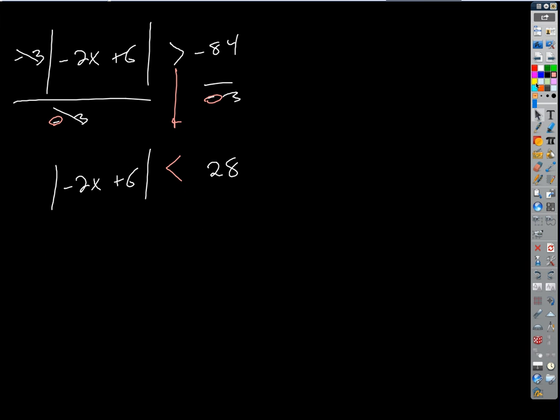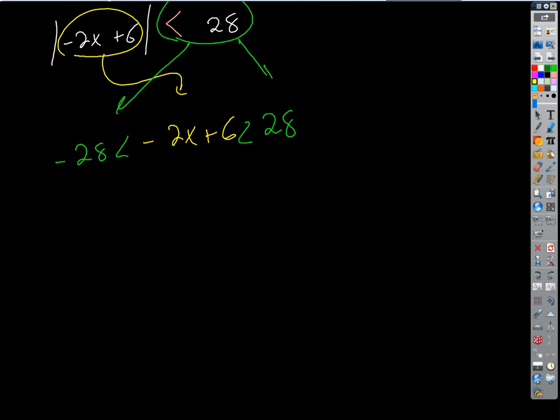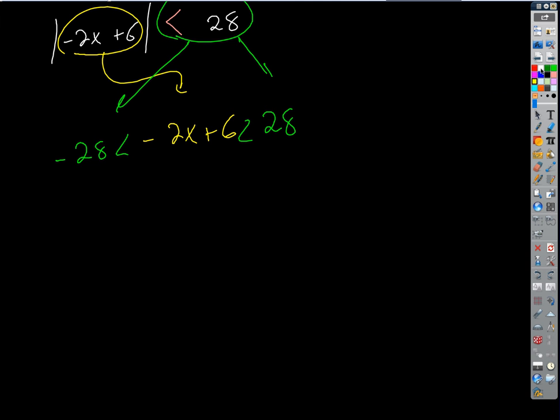Okay, so this one's got to be, because we've got a less than 28, that means I'm going to get a -28 and a positive 28, like that. And we know that in the middle, I'm going to have my -2x plus 6. Now all I got to do is solve that inequality, right? I do want to finish this one, though, because there's something weird that happens here. There's one step here. If I don't do this, it's going to puzzle you when you try it on your own. So what are the steps to get the x by itself?